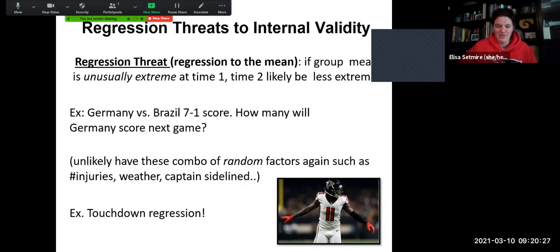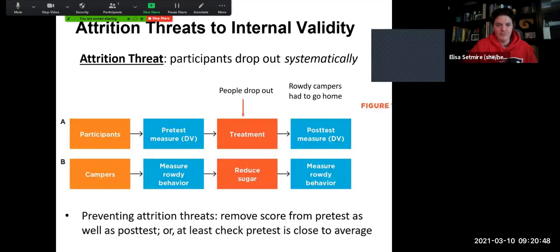And that definitely happened the following year. He scored a bunch of touchdowns, right? He kind of went back in the opposite direction. He regressed closer to the mean or the average. Very likely, if one measurement is extreme, the next measurement would be less extreme, just because it's unlikely that those random factors would combine together to create that again.